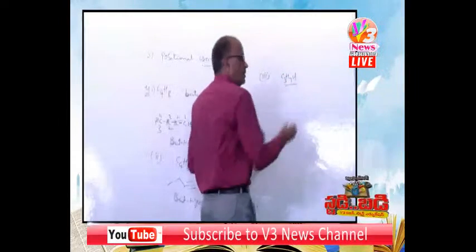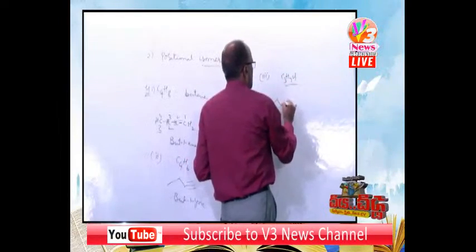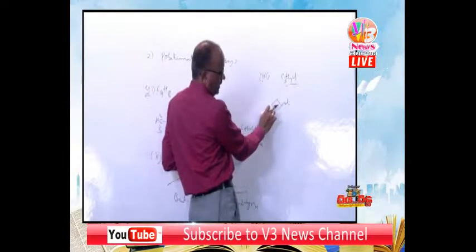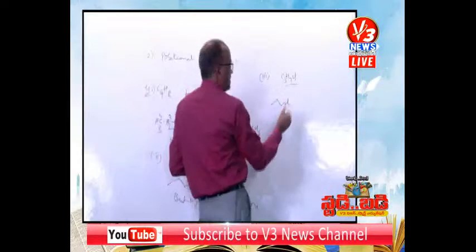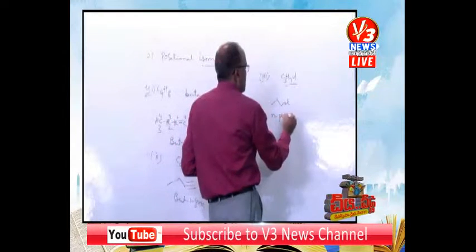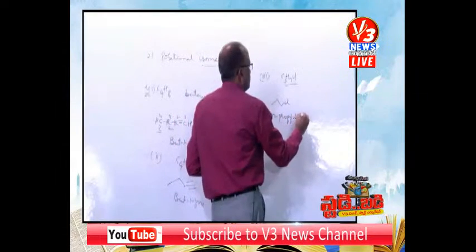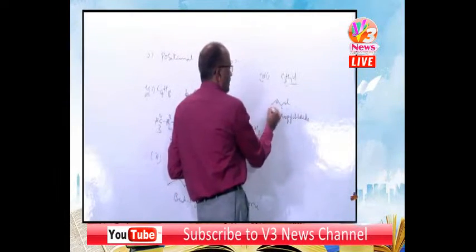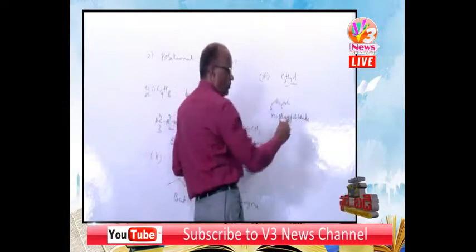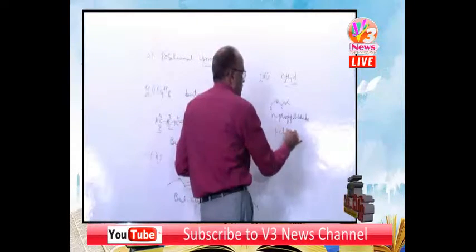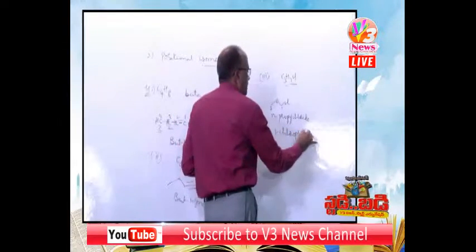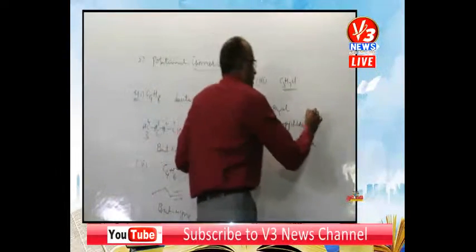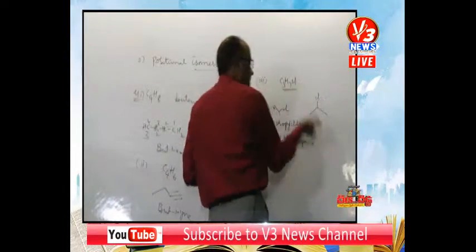C3H7Cl, this is propyl chloride. So, here how many carbons? 1, 2, 3. Chlorine is attached to this carbon and common name of this one is n-propyl chloride. And what is the IUPAC name? 1, 2, 3. Chlorine is attached to first carbon. Then what is the IUPAC name of this one? 1-chloropropane. Now, we will shift this chlorine to this middle carbon. Then it becomes its isomer.